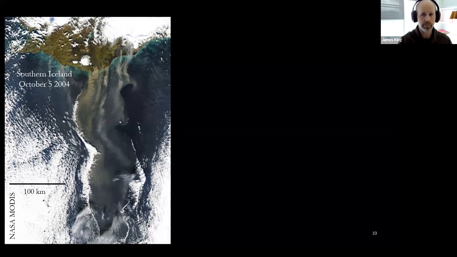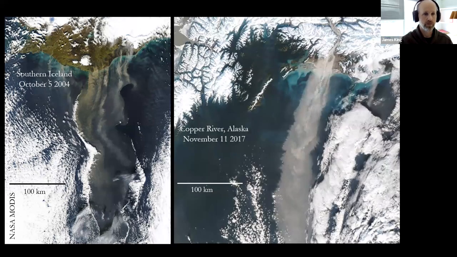Here's an example in southern Iceland, caught by MODIS. Here's another in the Copper River, which is in southwestern Alaska. Again, you can see plumes of hundreds of kilometers. One thing you may realize in these cases is that they're quite similar to the Southern African example that I gave earlier, where we see linear features, especially in the case of the Copper River, of dust emissions coming off the land and over the ocean.